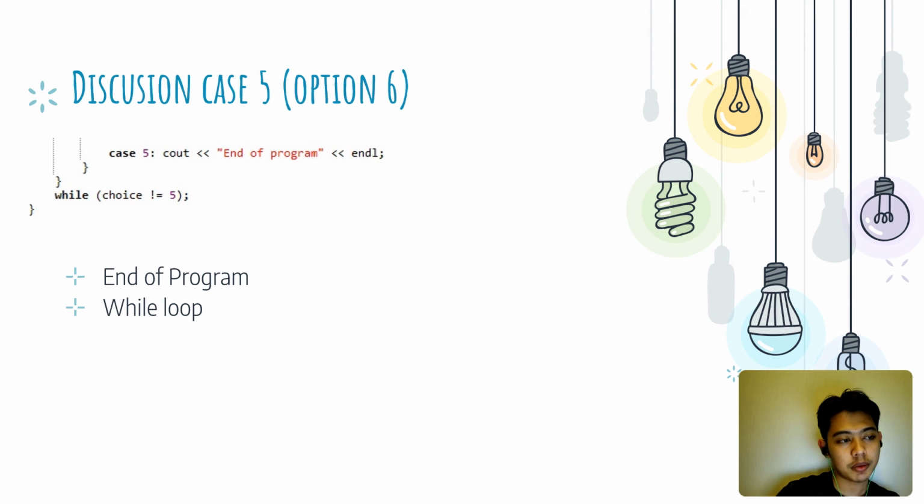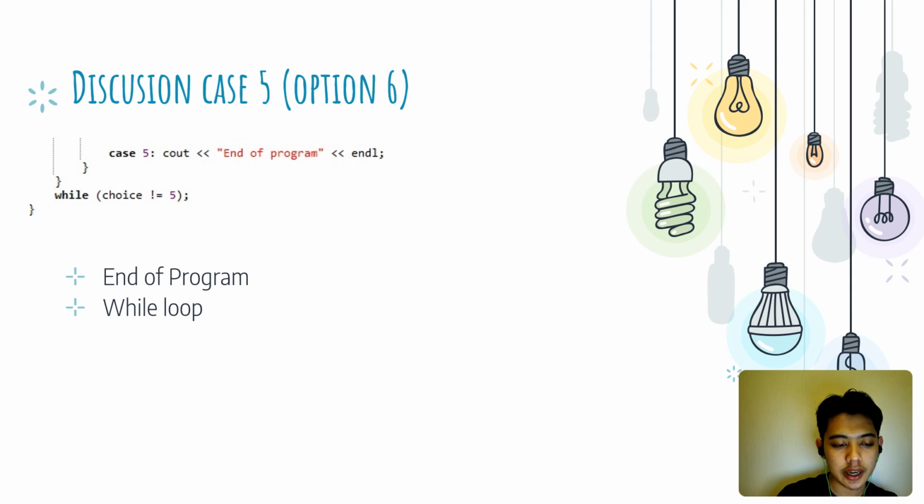Next is the last part of the discussion, which is option 5. So option 5 is actually the end of the program. So when the user chooses option 5, as in the programming structure, it will first display end of program and it will straight end the program.